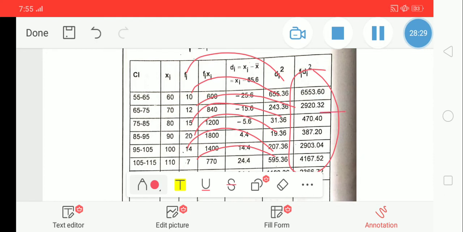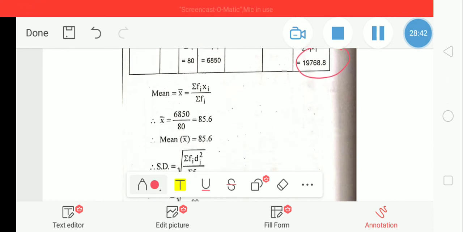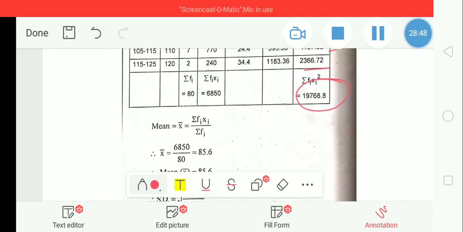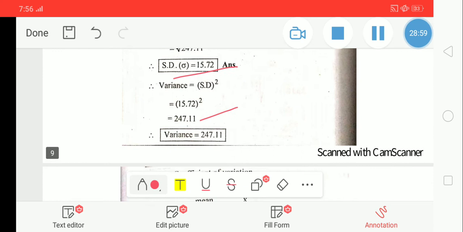6553.60, this also, and then we add all of these terms, so it gives 19,768.8. Put it in, so 19,768.8 divided by 80, which is the summation of fi. So the standard deviation is 15.72 and variance is the standard deviation squared, so 15.72 squared means 247.11, that is the variance.